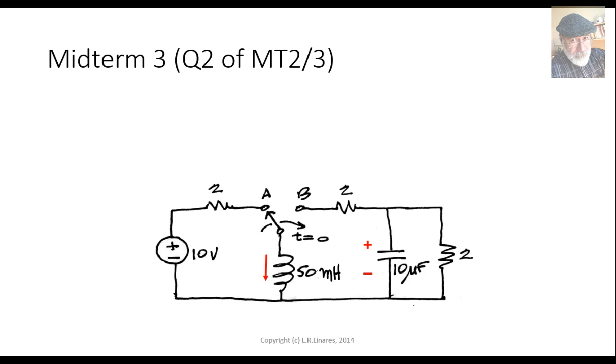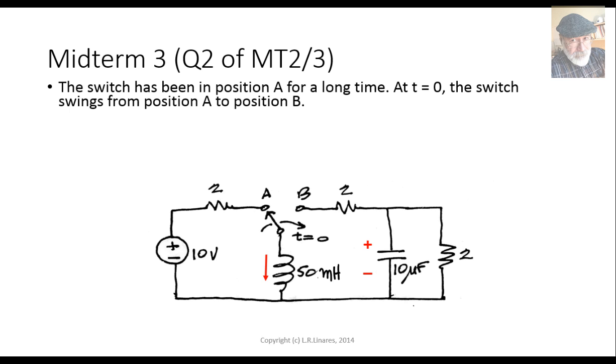Let's go now for the third midterm. That is the second question of midterm 2-3. A second order circuit. The switch has been in position A for a very long time. At t equals 0, the switch swings from position A to position B. First, part A. What is the initial value of the current in the inductor?